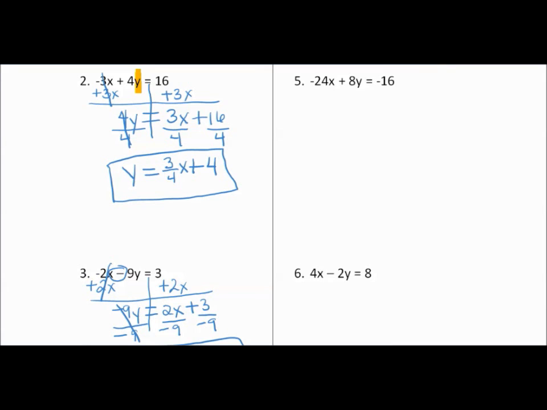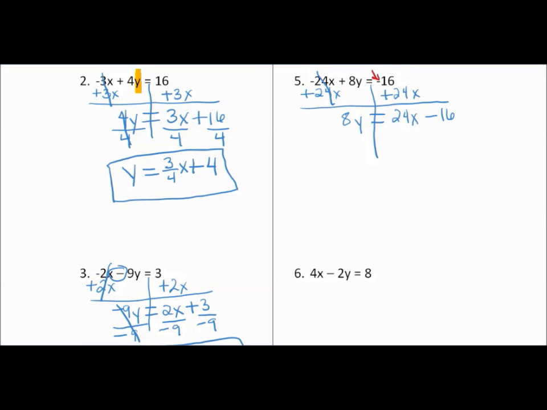Okay, the next one, this number 5, I have a -24x plus 8y equals -16. So of course, you know I need to get rid of this -24x first. So if it says -24, I'm doing the opposite. I'm going to add 24x to both sides of my equal sign. I'll bring down what's remaining. That gives me 8y equals 24x minus 16.